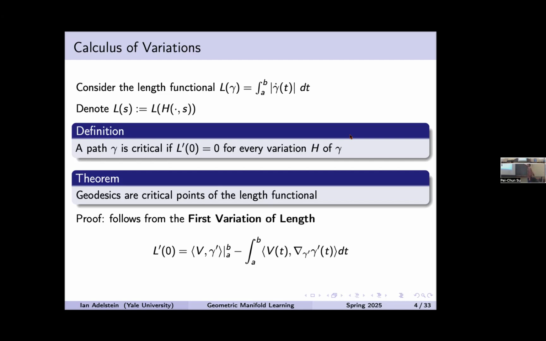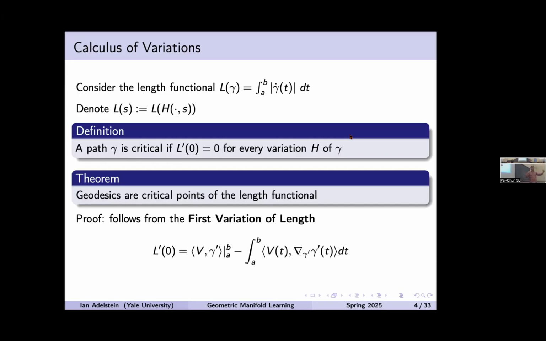And then the definition: we say this central curve gamma is critical if the derivative is 0 at 0, and this needs to be for every variation of the curve. This is the derivative with respect to s here. Let me give the theorem, then I'll say a little bit more. The theorem is that the geodesics are precisely the critical points of this length functional.